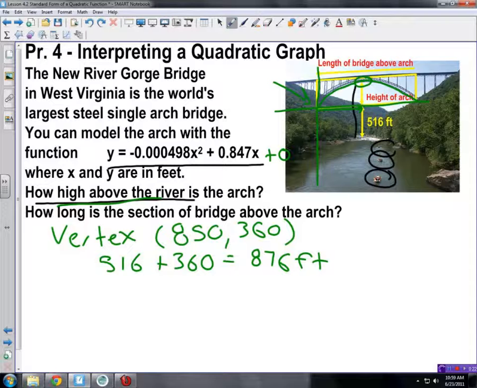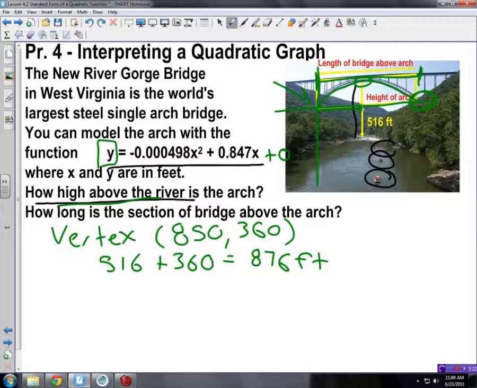How high is the river above at the highest point of the arch? 876 feet. How long is the section of bridge above the arch? Now what we want to know is how long is it from right here to right here, right? Just above that arch part. Well, there's a few ways we could try to do this. One is we could try to find the coordinates of this point right there, and that'd tell us the x value, right? And we could do that because we know the y value would be 0, and we could plug in 0 here for y, and then solve for x.